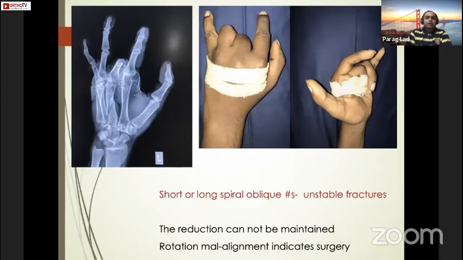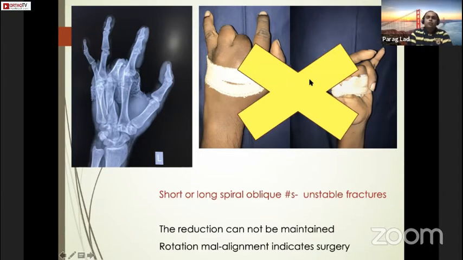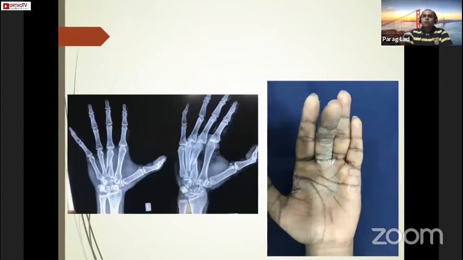Sometimes you get such spiral oblique fractures. These are reasonably unstable fractures. Sometimes the general attitude is, if the central bone of the hand, that is the third metacarpal, is fractured, then usually we can have a reasonably good function. But that is not true. As shown, this is the absolutely wrong way to do strapping of any metacarpal fracture. Reduction cannot be maintained in a spiral oblique fracture, and rotational malalignment is always the rule.